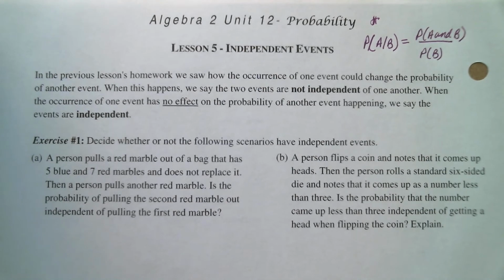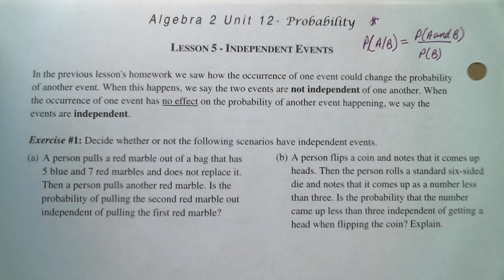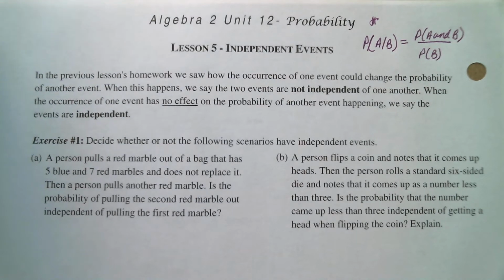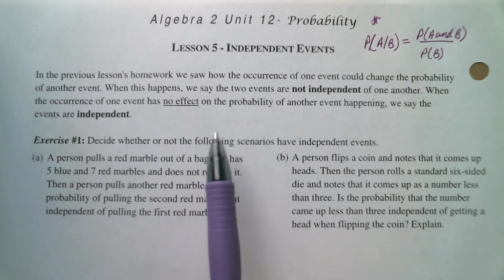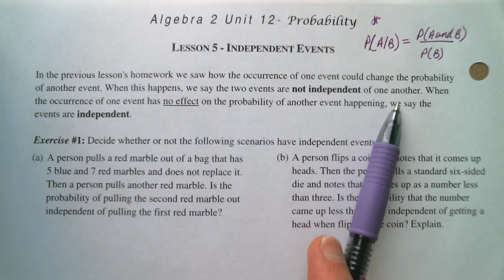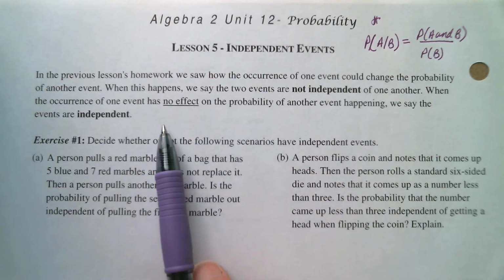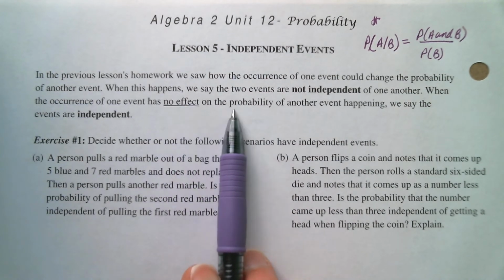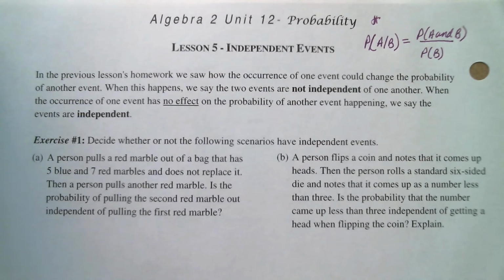Okay, so in the previous lesson's homework, we saw how the occurrence of one event could change the probability of another event. When this happens, we say the two events are not independent of one another. When the occurrence of one event has no effect on the probability of another event happening, we say the events are independent. So exercise number 1, decide whether or not the following scenarios have independent events.